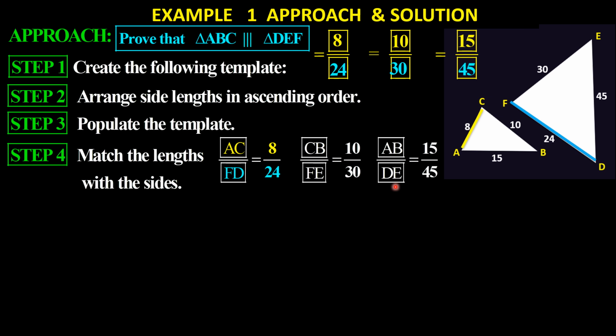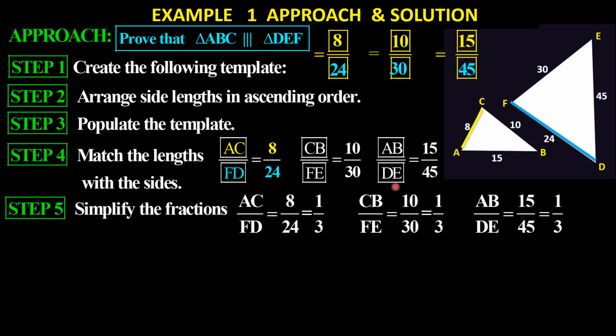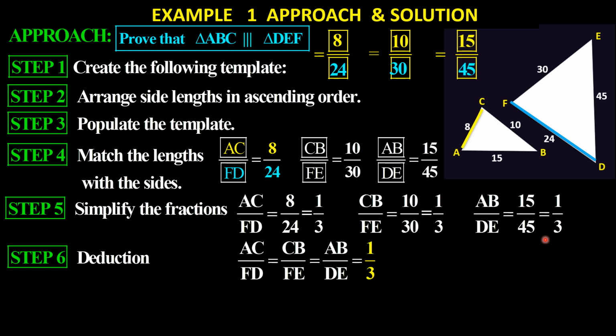Now we can simplify each of these fractions. And if we simplify that, we end up with AC over FD is 1 over 3, CB over FE is 1 over 3, AB over DE is 1 over 3. So they're all equal to each other. Therefore, because these ratios are equal, I get a proportion.